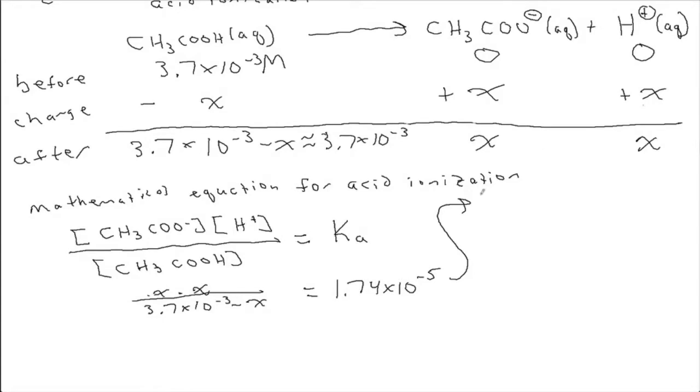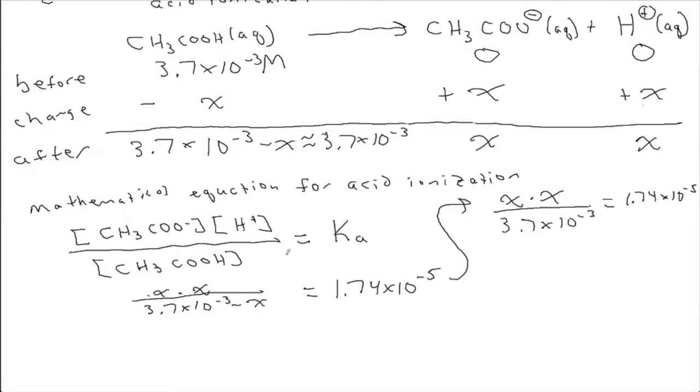So we're going to make an approximation here. Instead of writing 3.7 times 10 to the negative 3 minus X on the bottom, I'm just going to write 3.7 times 10 to the negative 3. This is the same technique that your instructor used in the lecture notes, but I'm just trying to explain where this comes from. So that's a trick that you're always going to use on weak acid problems in this course.